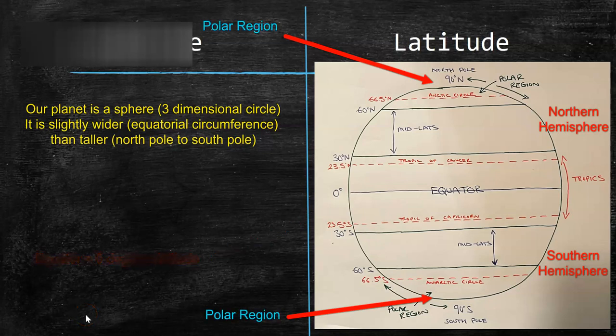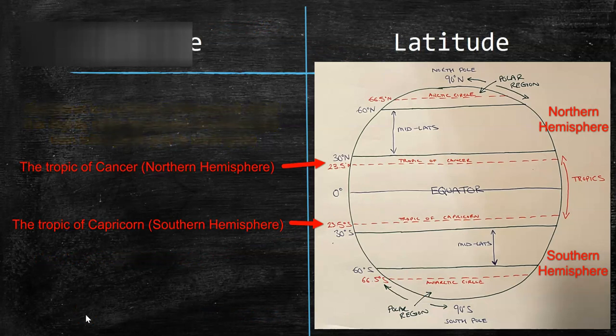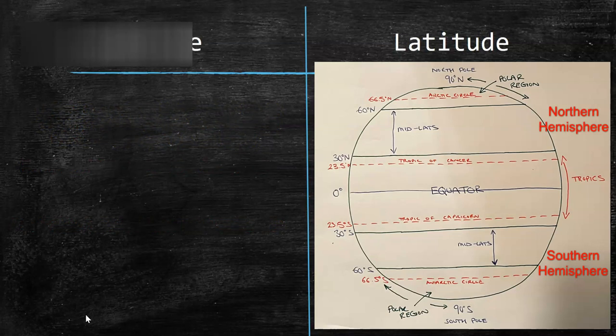Then we have the Tropic of Cancer and Capricorn. Cancer is in the north, Capricorn is in the south, and these are at latitudes 23.5 degrees north and 23.5 degrees south. Then we have the Arctic Circle, which is 66.5 degrees north, and the Antarctic Circle in the southern hemisphere, which is 66.5 degrees south. Now, I mentioned hemispheres. Hemisphere, hemi means half, sphere means the ball. So half the ball. So the equator splits the Earth into northern hemisphere and southern hemisphere.